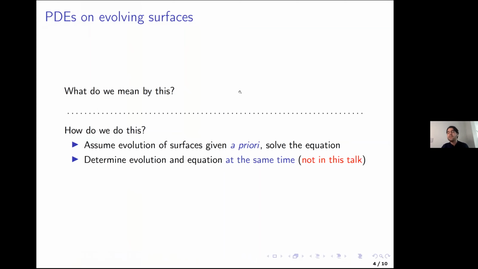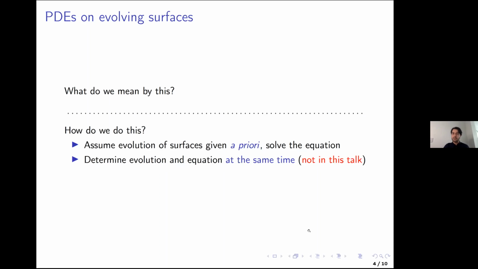A bit more interesting would be to determine the evolution and the equation at the same time. And I will not mention this in the talk. Here we would think about the equation for the evolution and the Cahn-Hilliard equation to be coupled somehow, so one influencing the other. Maybe if we have some minutes at the end, I will describe it. If you're interested, please do ask me, because I have an extra slide where I show the equation that we would get in this case. Okay, so this explains the title.